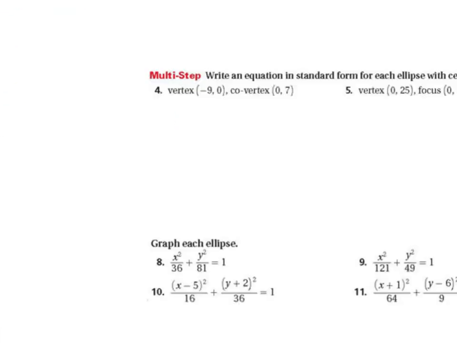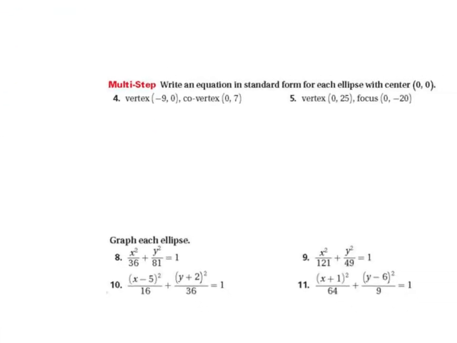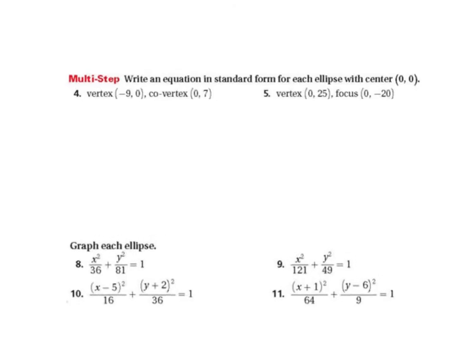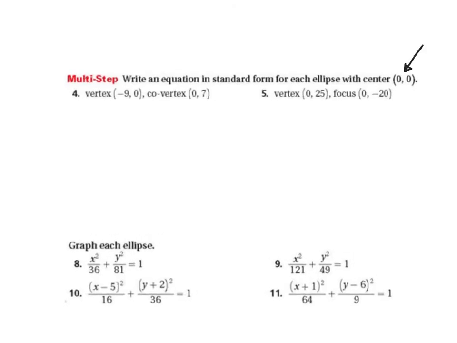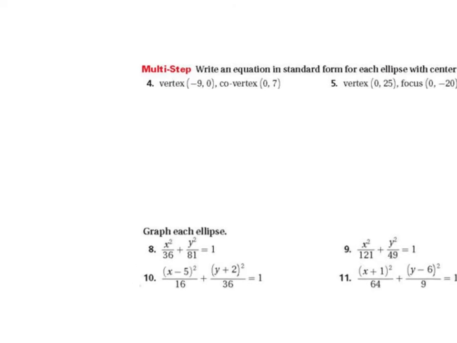All right, so here we go. Vertex, co-vertex on that one. So these have a center of 0. So when they say vertex, let me just give you a quick look at this. The center we already know is at 0, 0. So that's going to be here. So the vertex, we got 1 and -9. 1, 2, 3, 4, 5, 6, 7, 8, 9. So they're saying there's a point out there, and the co-vertex is 0, 7. 0, 1, 2, 3, 4, 5, 6, 7. And there's a point there.